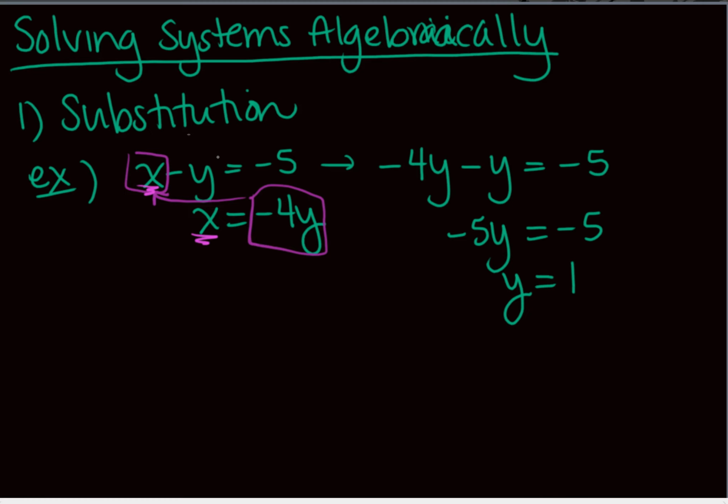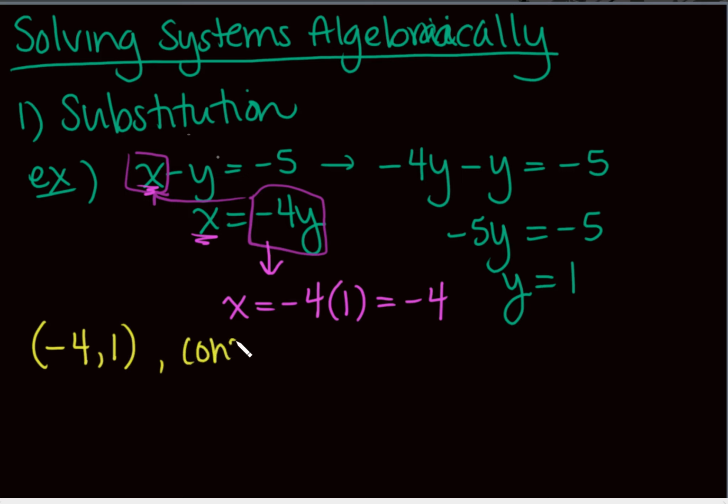Now how do I get x? Remember, my solution should be an ordered pair. So how do I get x here? Well, I know x is equal to negative 4 times y. So I know y is 1, so x is negative 4. So what is my solution? My solution is negative 4, 1, which we saw before graphically.